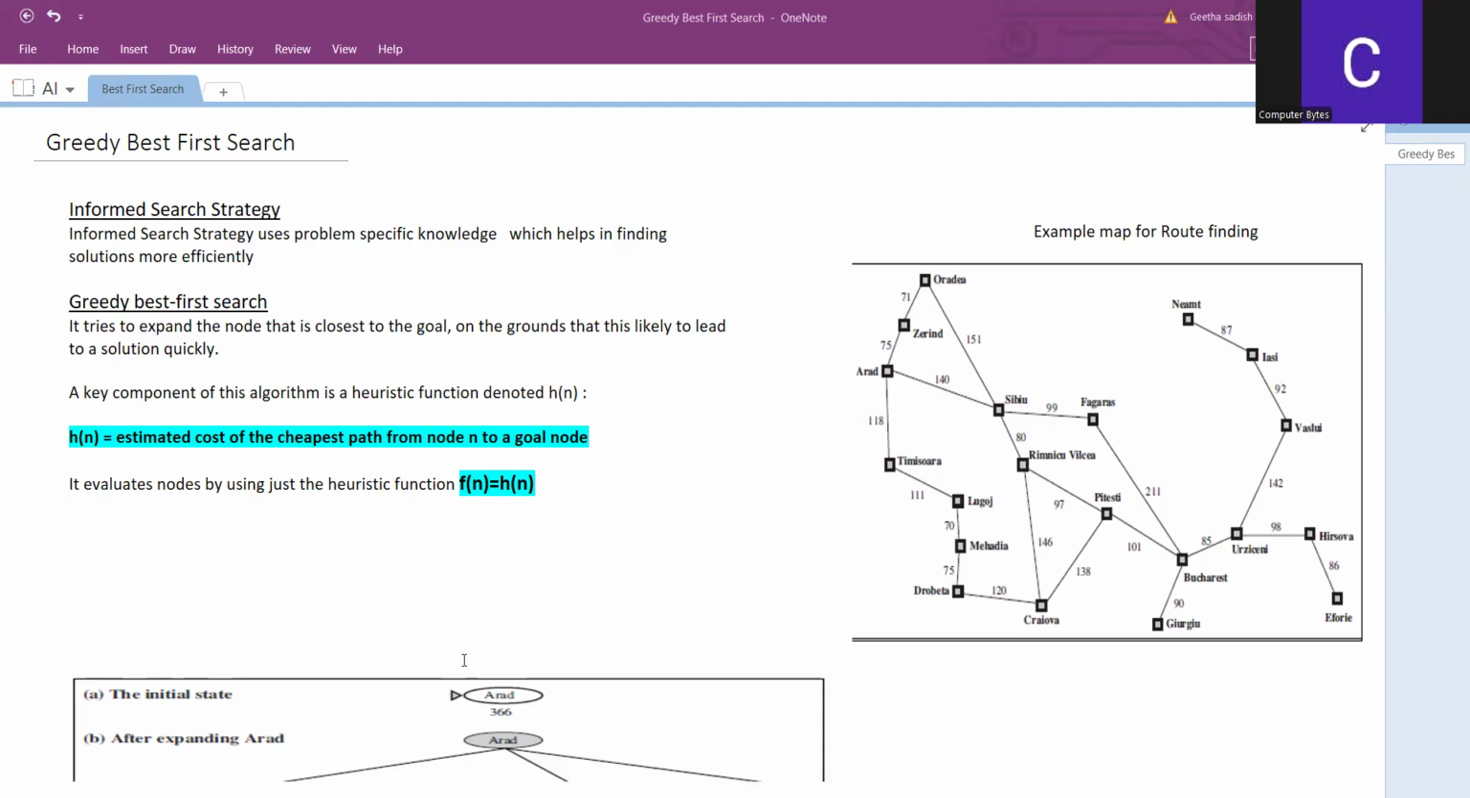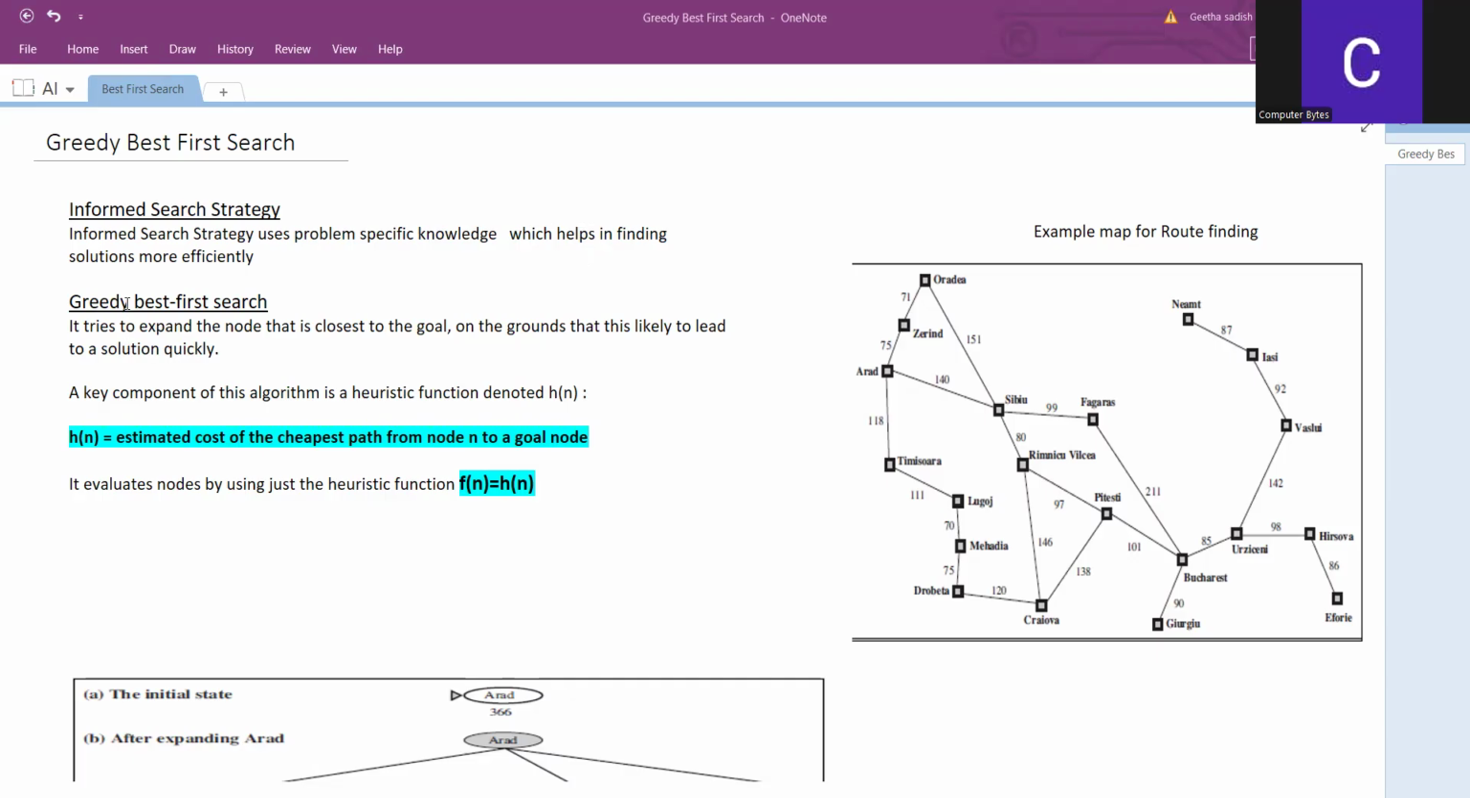In the last video I uploaded about the uninformed search strategy. What is the main difference between informed search strategy and uninformed search strategy? In the uninformed search strategy, the problem definition alone is given, but in informed search strategy, not only the problem definition, but also some efficient algorithm is available to reach the goal faster. A heuristic function will be available in the informed search strategy.